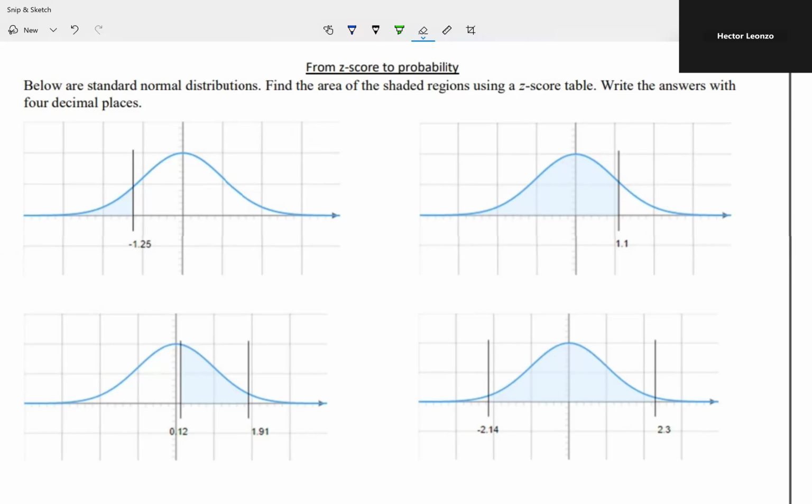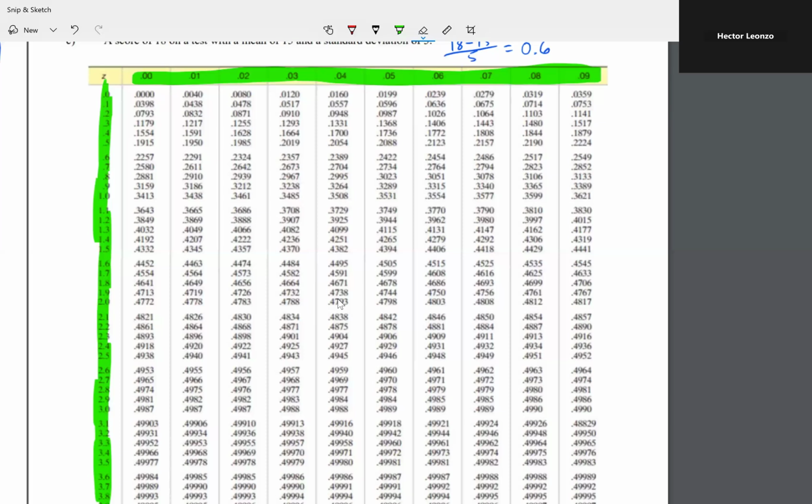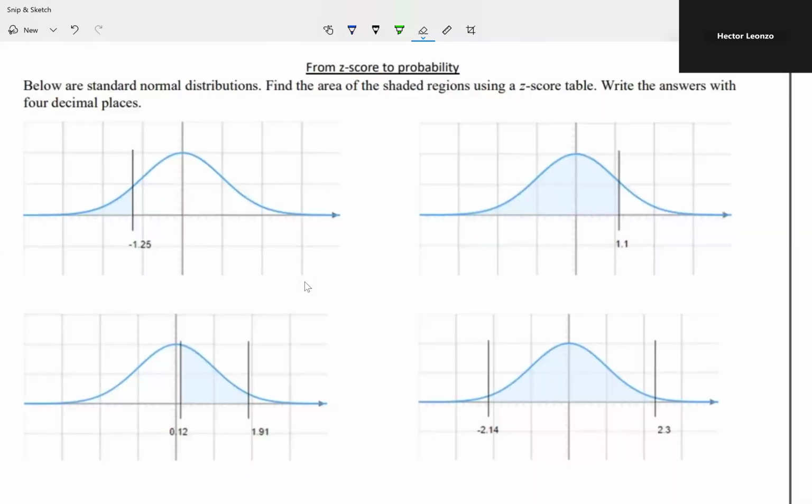When I look at the C-scores, I don't have negatives. However, I can find 1.25. All my C-scores here are positive. So I find 1.2 here on the left, and then the 5 here, and they happen to be 0.3944. So my C-score of 1.25 is 0.3944. Okay, so now coming back to here, 0.3944. That is the probability, the percentage between the C-score and the mean.